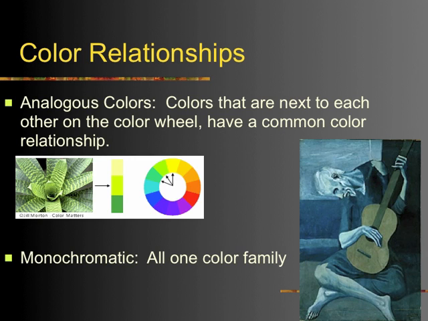Analogous colors are colors that are next to each other. Think of them sort of as neighbors on the color wheel. Any three colors that are close to each other on the wheel are considered to be in harmony, and they're called analogous. Monochromatic is a little different from that. Monochromatic means that you take one color and you add white and black to it and you stay within that color family.